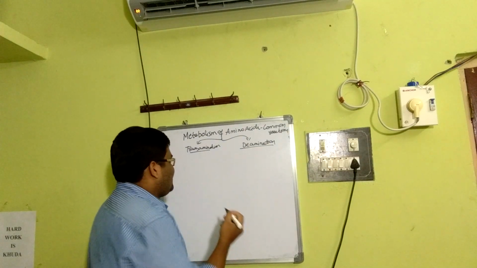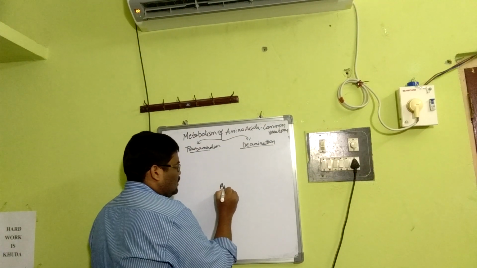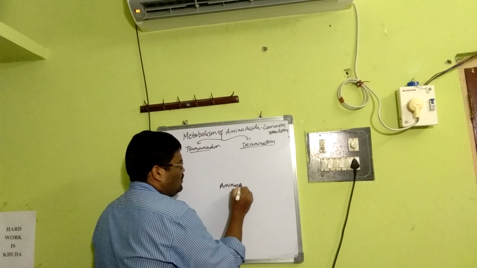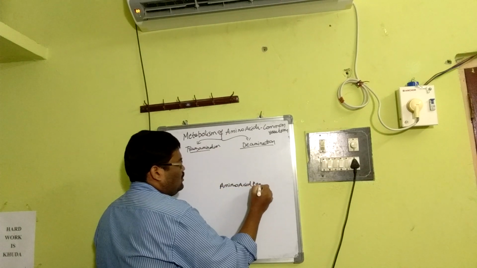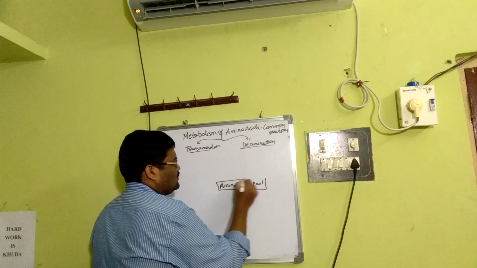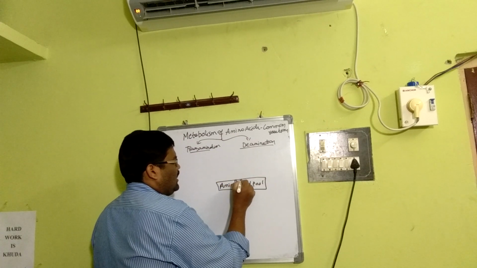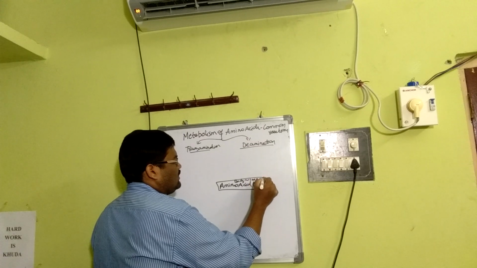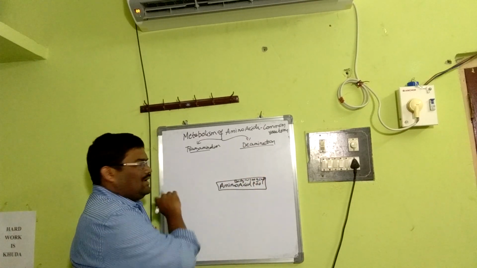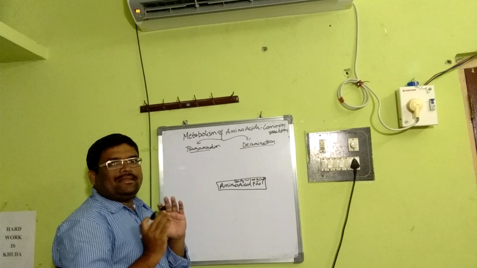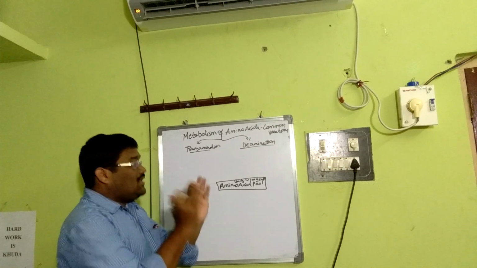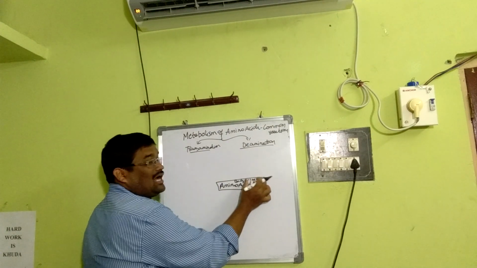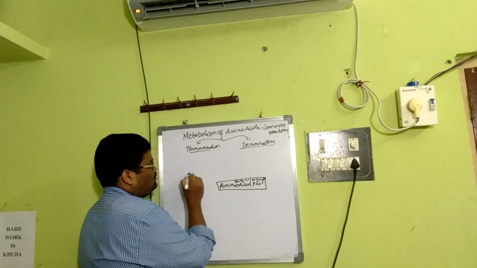Amino acid pool. That means the body amino acid pool is nearly 100 grams in an adult. It is constituted by different inputs that make up this amino acid pool of around 100 grams.